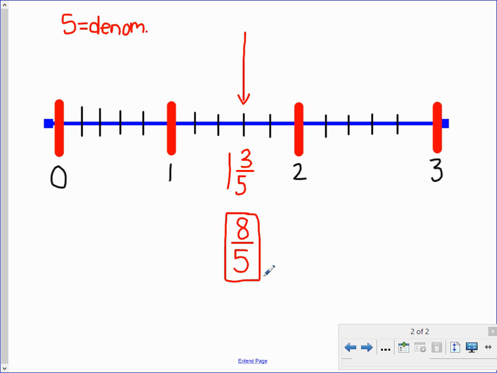Again, if you need help going from a mixed number to an improper fraction, I would go back to the how-to videos on our website. But hopefully this helped to show you how to mark fractions on a number line and then how to convert them into improper fractions.